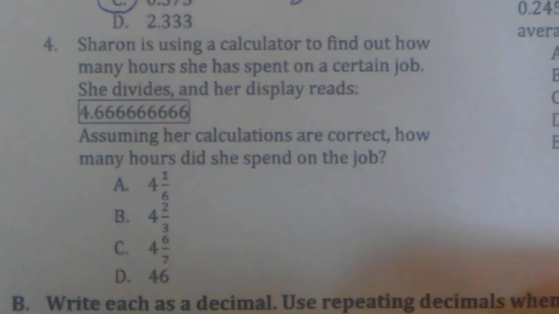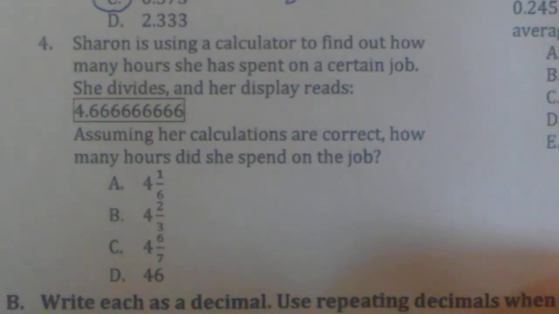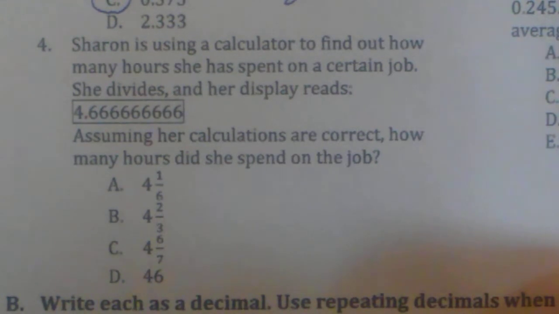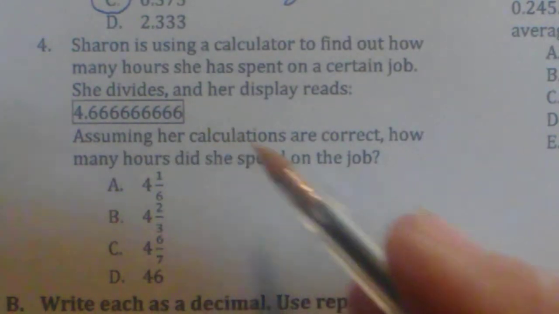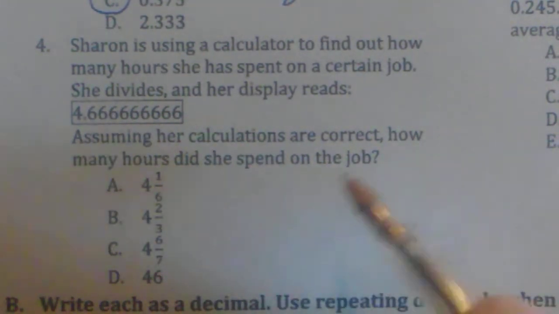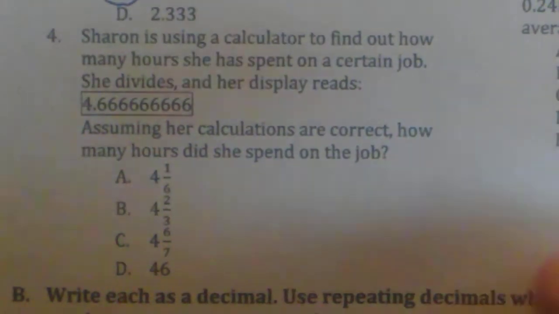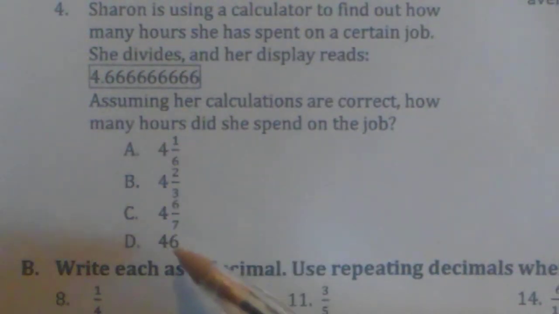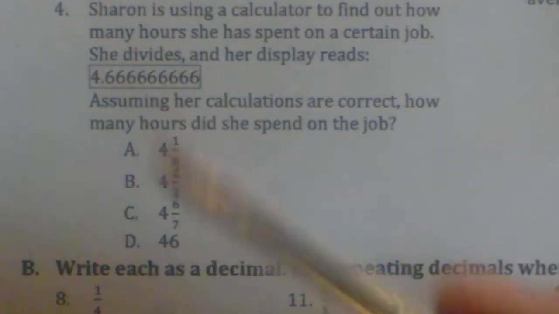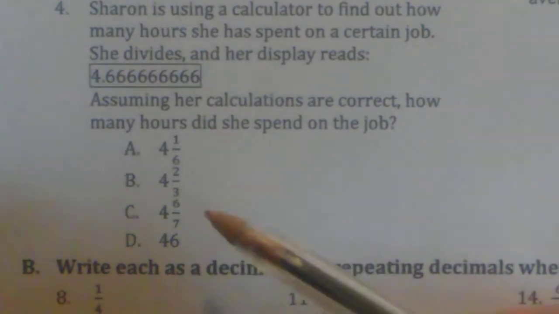Number 4. Marion is using a calculator to find out how many hours she has spent on a certain job. She divides and her display reads 4.66666666. Assuming her calculations are correct, how many hours did she spend on the job? Well, we know she spent 4. These have 4. This has 46. So forget it. How could she spend 46 hours when she only spent 4? So get rid of D. It's got to be one of these.